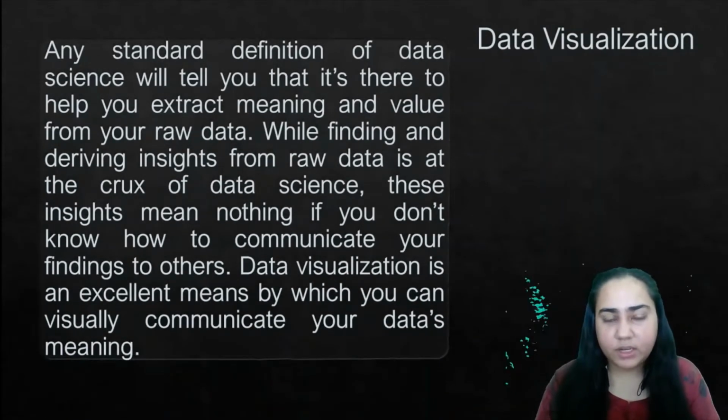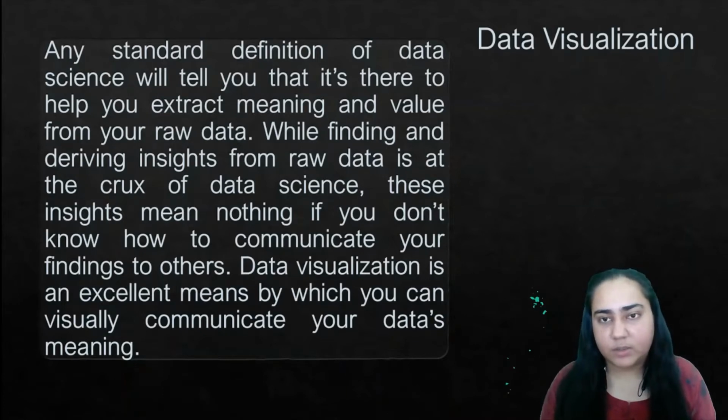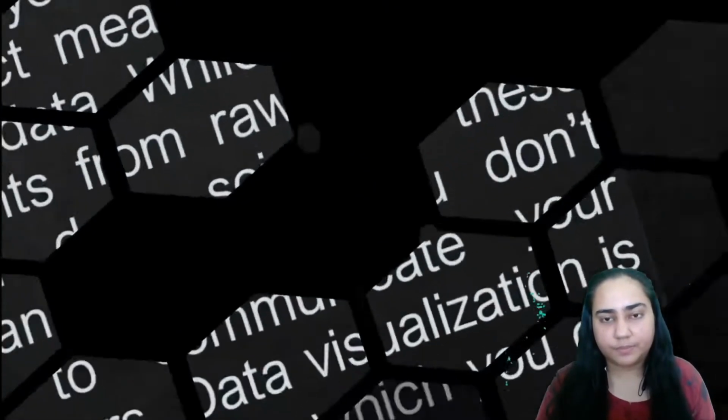First of all, any standard definition of data science will tell you that it's there to help you extract meaning and value from your raw data. And while you're finding and deriving insights from the raw data, and that is the principle of data science, it does not mean that you don't need to know how to communicate that to others. Once you found meaning in your data, you need to be able to communicate that meaning to other people. And so that is why data visualization comes into picture once you have analyzed your data.